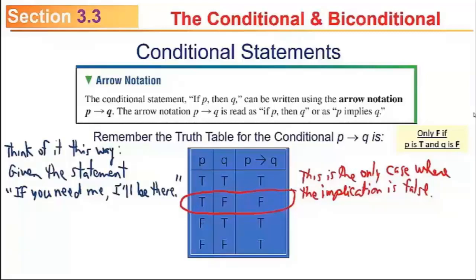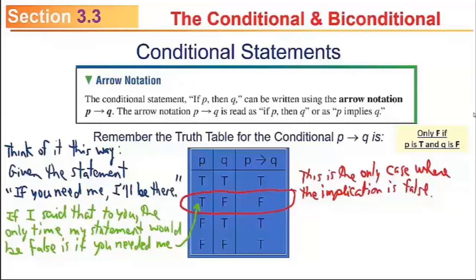Sometimes I want to make sure I'm thinking about it right, so I'll make up a simple sentence. For instance, if I said, if you need me, I'll be there. Think of it this way. If I said that to you, the only time my statement would be false is if you needed me. That would be like P being true, but I wasn't there. That's like the Q being false. If I said, if you need me, I'll be there, but you needed me and I wasn't there, that would be a false statement. And it's the only time an implication is actually false.